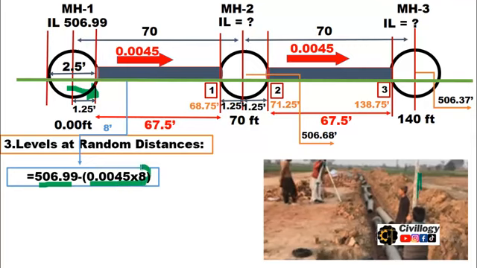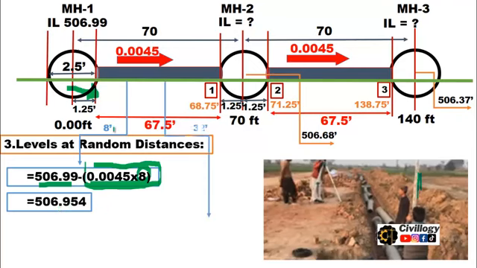That is how much distance you are traveling in the direction of the slope. Simply subtract this product, as you can see over here in the bracket. You will subtract this product from the previous known level, which is 506.99, and it will come out to 506.945. This is the bottom level of the pipe at 8 feet.